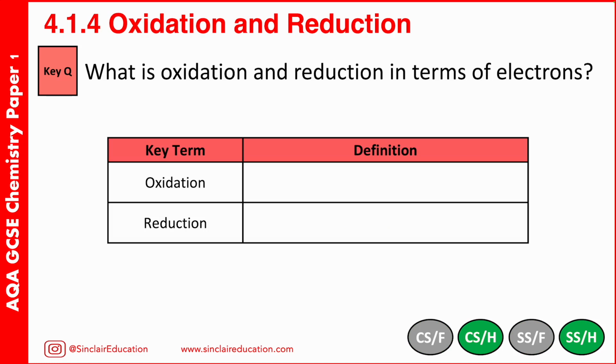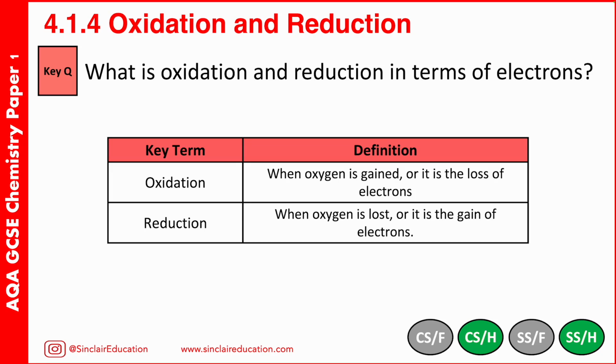As a bit of higher content here, there are two definitions for oxidation and reduction. One is about what's happening in terms of oxygen. The other is what's happening in terms of electrons. Now, oxidation can either be when oxygen is gained or when electrons are lost. Reduction then is when either oxygen is lost or it can be the gain of electrons.